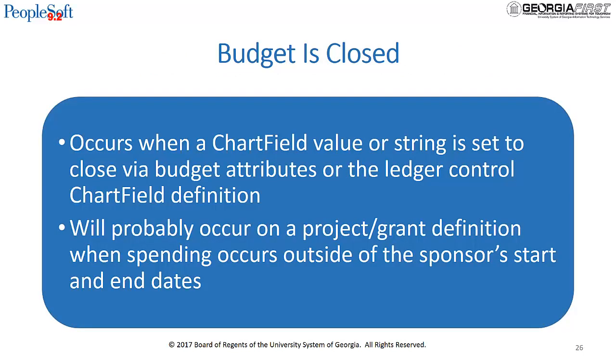Our third most common error is that the budget is closed. This error occurs when a chart field value or string is set to close via budget attributes or the ledger control chart field definition. Most likely, the error will occur on a project grant definition when spending occurs outside of the sponsor's start and end dates.